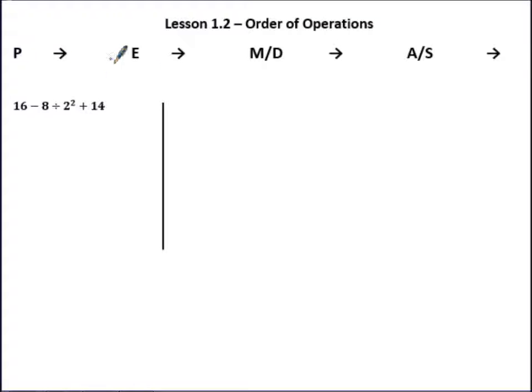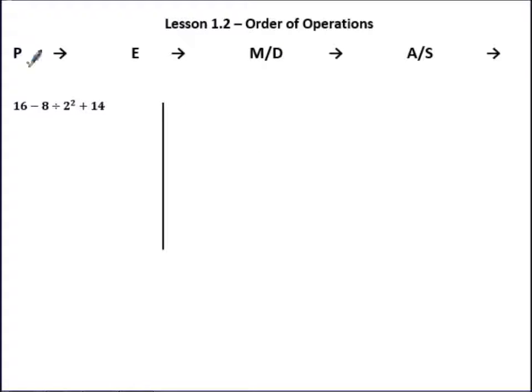I wrote it horizontally instead of vertically to remind you that you're supposed to work left to right across the expression. And then I put the multiplication, division, and addition and subtraction together because remember, as I'm going from left to right, I'm looking for multiplication or division. Whichever one comes first, left to right, that's what I'm going to do first.